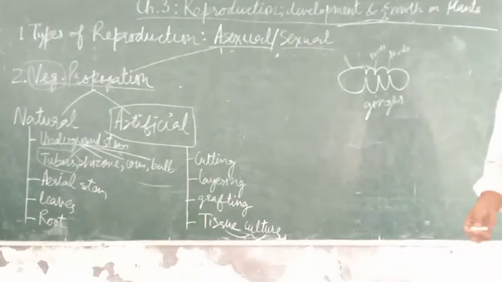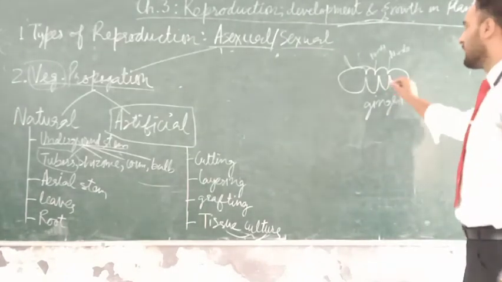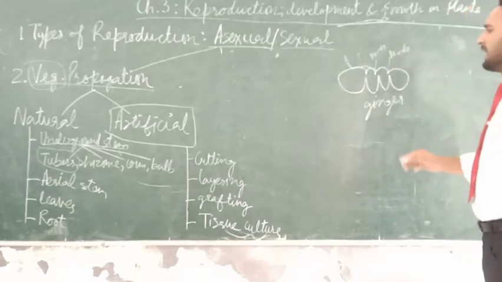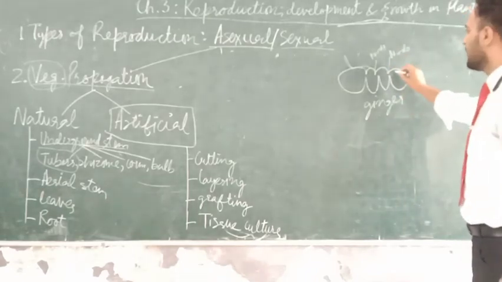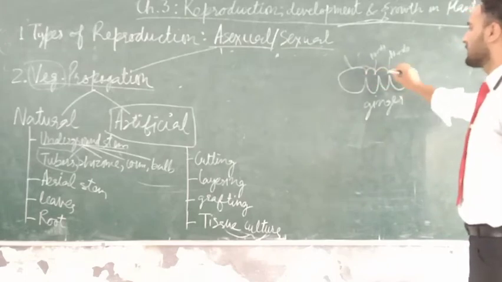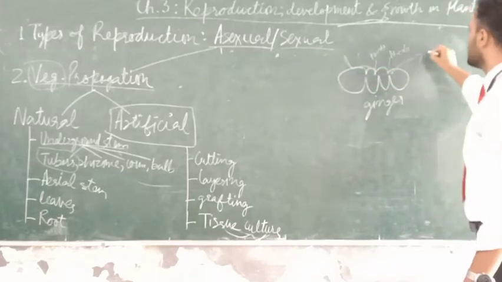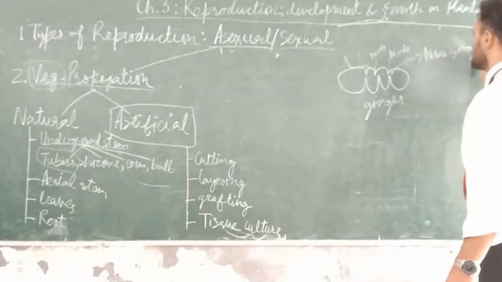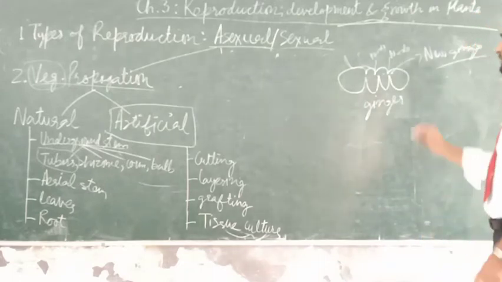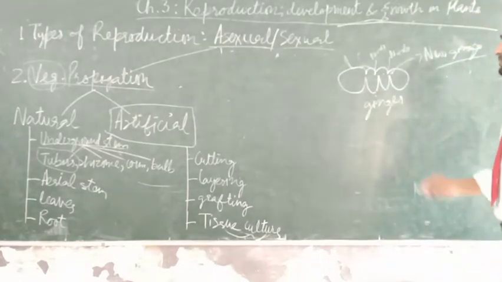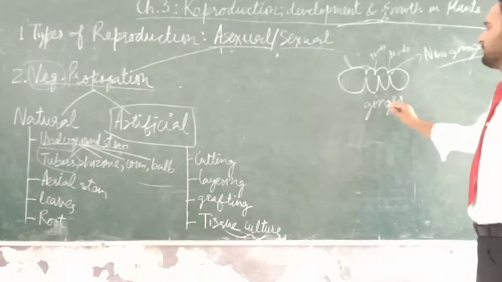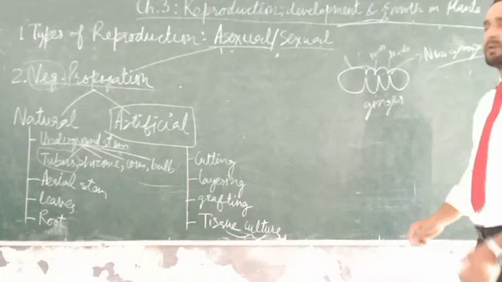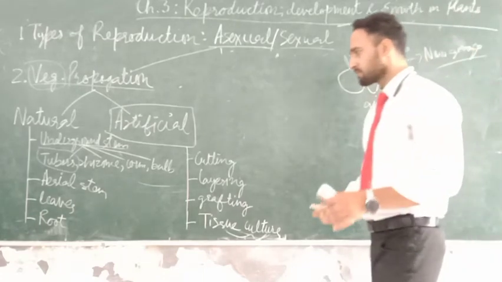A rhizome is a shortened underground stem with distinct nodes and internodes. They also have buds here, and these buds are capable of growing into a new ginger plant. The example of rhizome is ginger: an underground stem with distinct nodes and internodes bearing buds, and these buds are capable of growing into new plants.